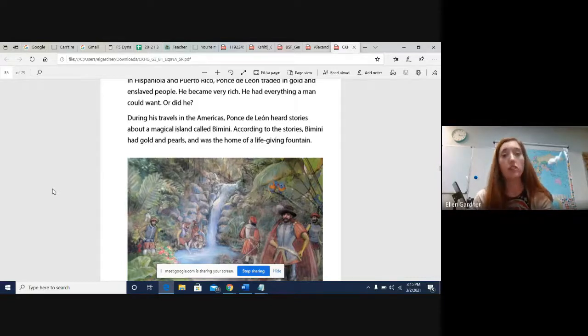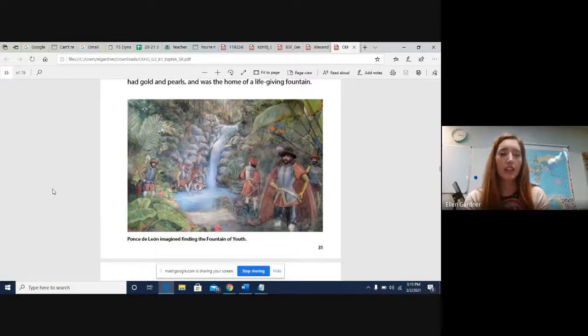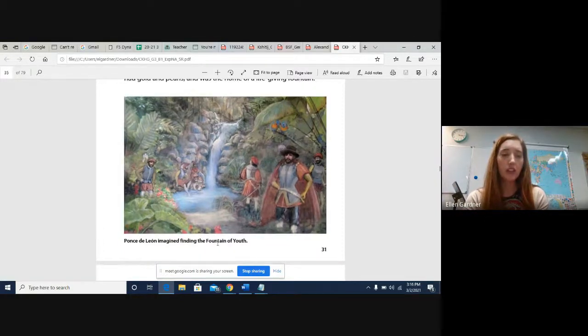Now, during his travels in the Americas, Ponce de Leon heard stories about a magical island called Bimini. According to the stories, Bimini had gold and pearls, and it was the home of a life-giving fountain. So he just hears stories about this place, and it has a life-giving fountain, as you can see here, called the Fountain of Youth.